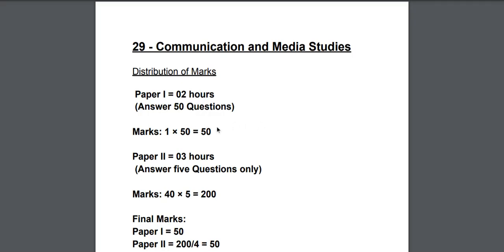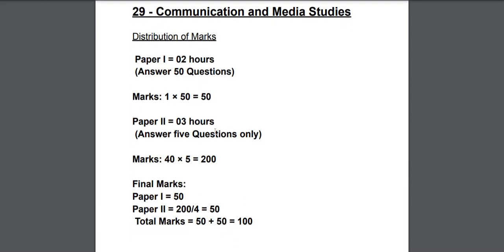So for the MCQ part you can gain 50 marks, right? For the second part you can gain 40 marks for each question, and 40 times 5 becomes 200. 200 we have to divide by 4, and then we can gain 50, and 50 plus 50 becomes 100. Okay, so this is how your marks are allocated into these kinds of questions, right? So you can see this clearly, right? I hope that is clear for you.